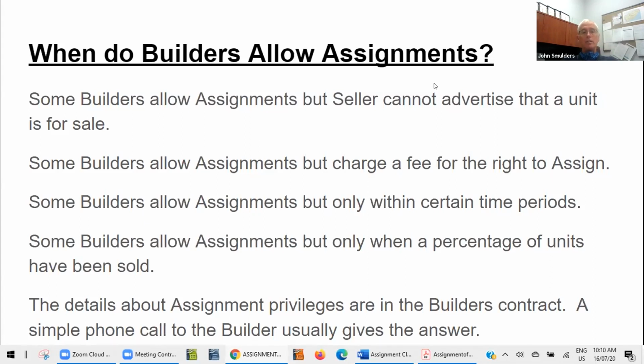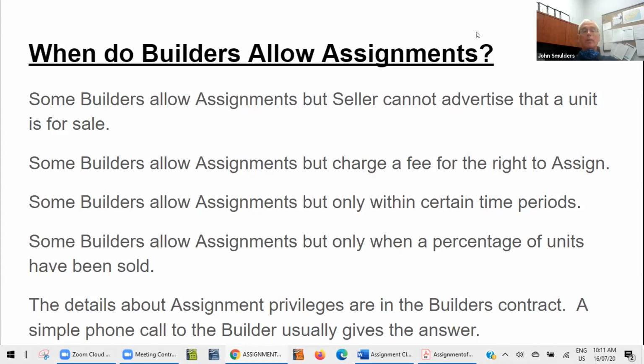Same thing, the next one. Some builders allow assignments, but only when a percentage of units have been sold. The same thing, they're protecting themselves so they get an opportunity to sell their units first. And so maybe 80% of the units have to be sold before an assignment can happen. Details about assignment privileges are in the builder's contract. And sometimes, like I mentioned before, a simple phone call to the builder usually gives the answer.